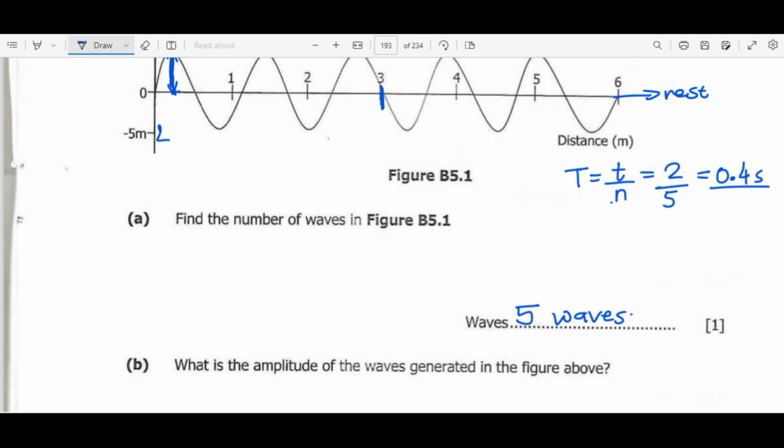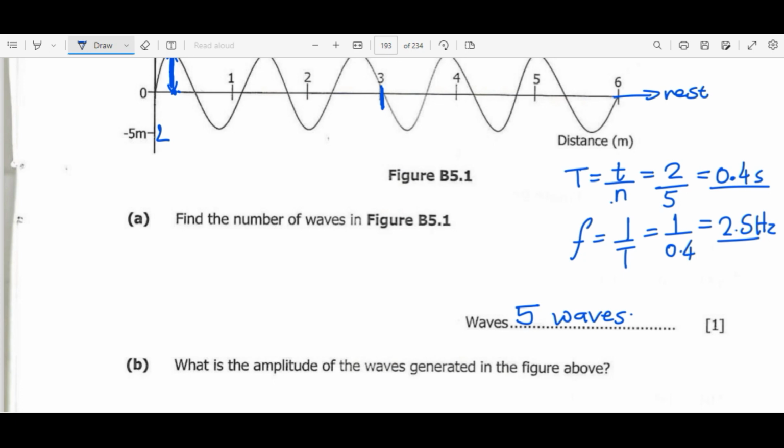Now if we can find the period, can we use the period to find the frequency? Yes, we can. So we're going to say frequency is equal to 1 over T. That's the formula, which is 1 over 0.4. If we divide 1 by 0.4, I'm getting 2.5. So 2.5 hertz, which simply means that in 1 second, 2.5 waves were produced. And it's making sense.